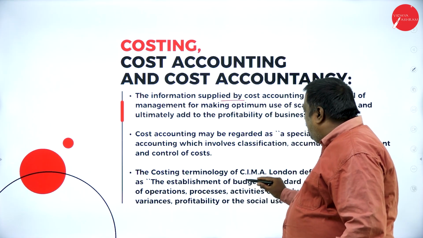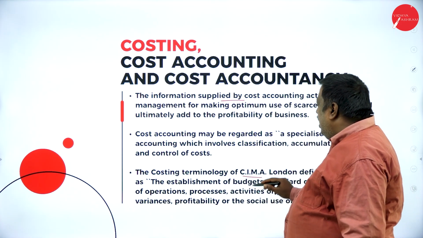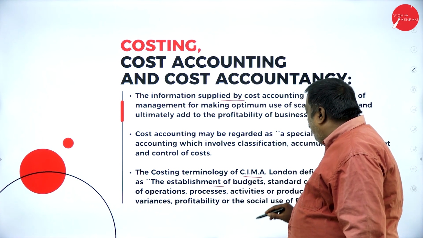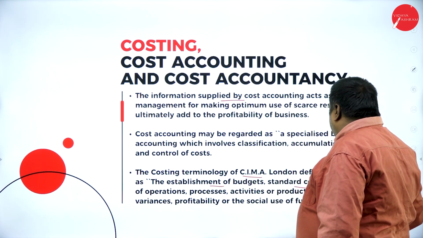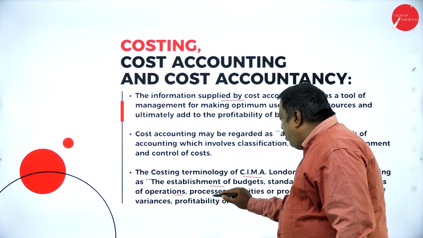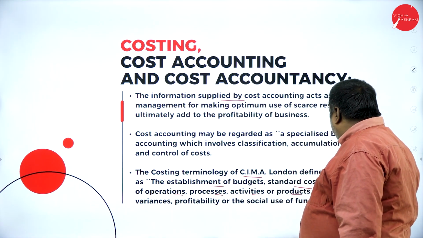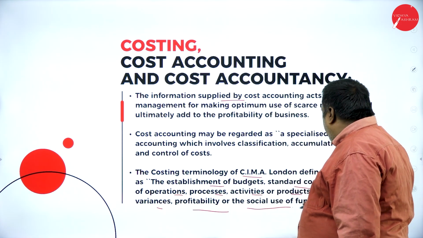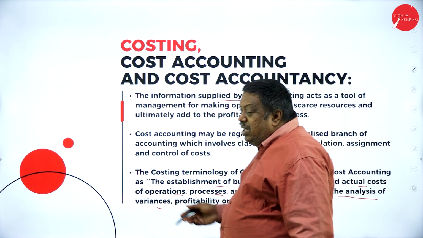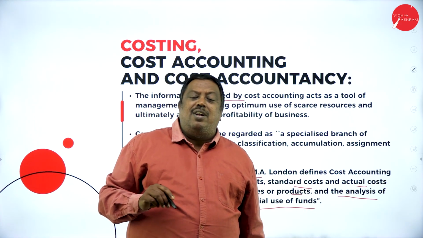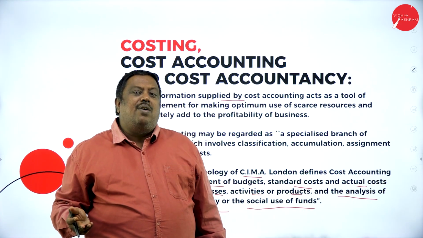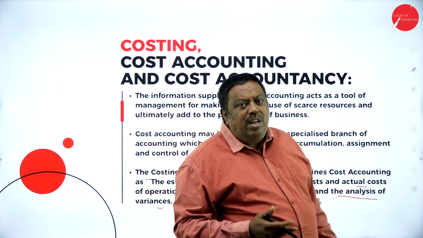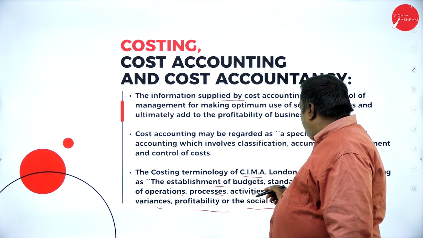The costing terminology as per CIMA, the Institute of Cost and Management Accountants, London, defines cost accounting as the establishment of budget, standard cost, actual cost of operation, processes, activities or products, and the analysis of variances, profitability or the social use of funds. They're saying, what is cost accounting? It is nothing but budget. Budget is nothing but estimation or the standard, what you've fixed.